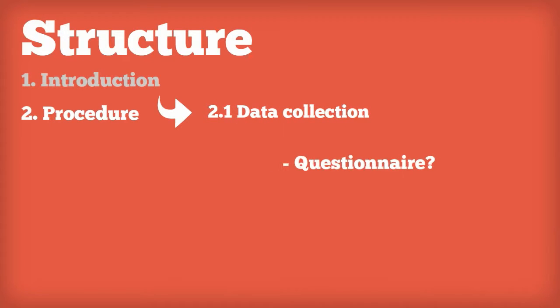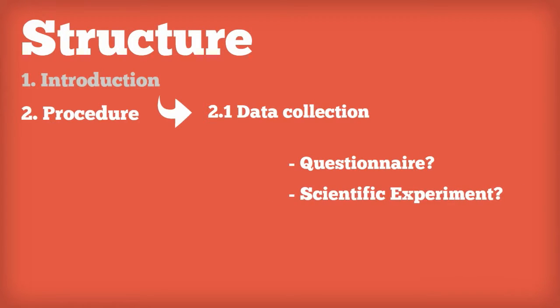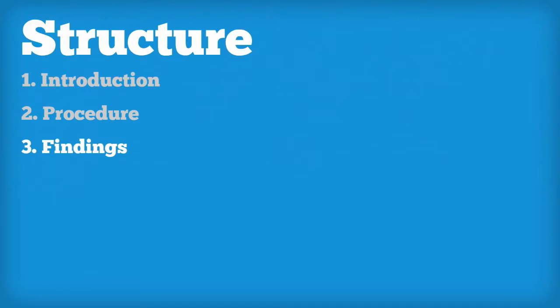Did we use a questionnaire? How did we find the respondents? What groups of people were targeted? How many people were surveyed? Did we, perhaps, perform some sort of scientific experiment? Or did we observe something as it happened in the real world? Whatever it is, this is the part of our report where we tell the reader exactly how the data was gathered. Once we have gathered our data, we will include it in our findings.